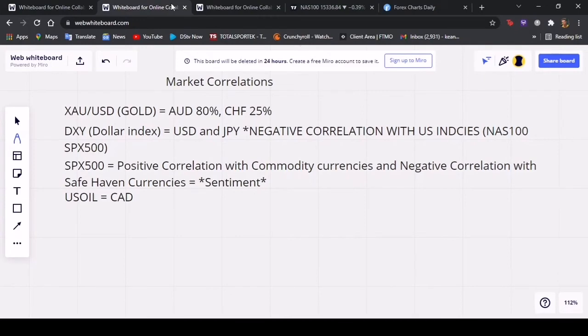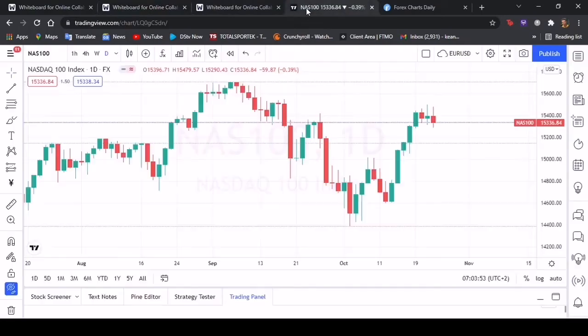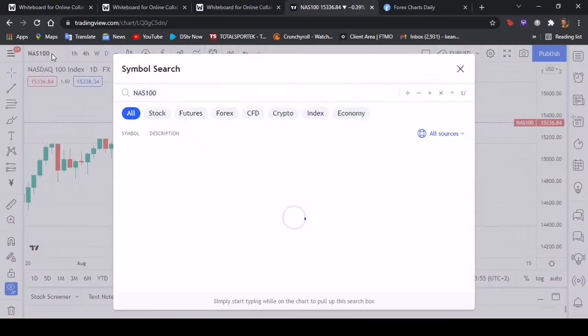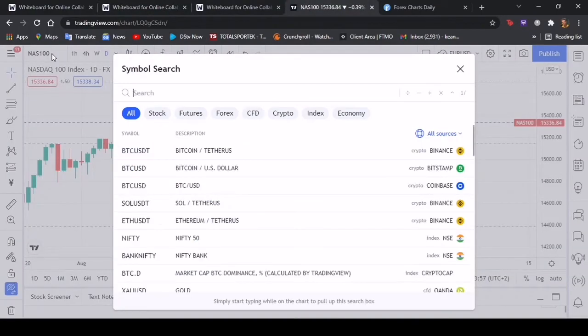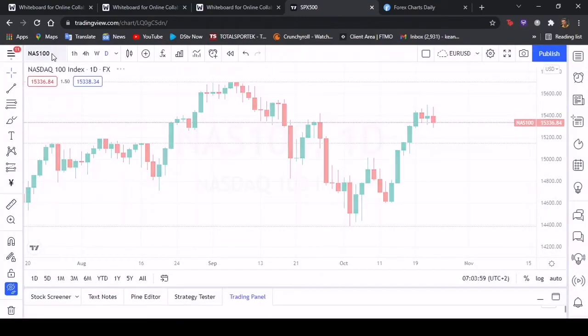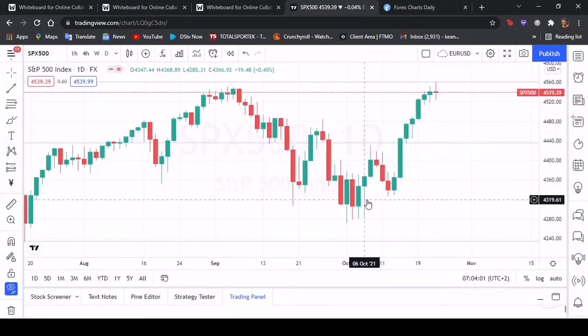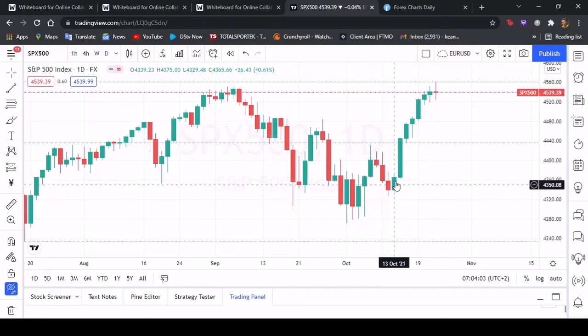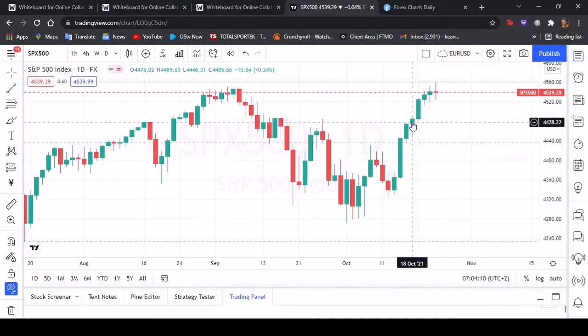Yeah, SPX 500, positive correlation with commodity currencies and negative correlation with safe haven currencies. So this is my favorite one. What we're gonna do is start by looking at SPX 500. Do you see how this buy started here on the 13th of October and it got more aggressive? It just kept on going, and then it started to slow down at this area.